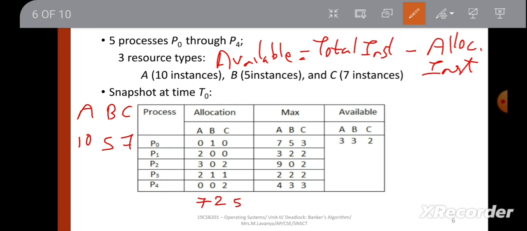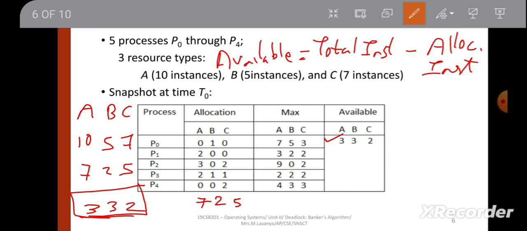So we have to subtract this allocation from the total instances, that is 7, 2, 5 from 10, 5, 7. While subtracting, 10 minus 7 is 3, 5 minus 2 is 3, 7 minus 5 is 2. So this is the available number of resources. This is already given here. If it is already given in the problem, that's not an issue. If it is not given in the problem, these are the steps to be followed for finding the available resources.